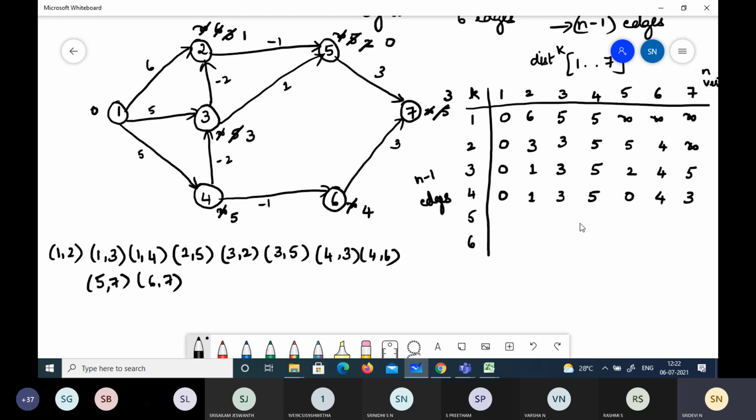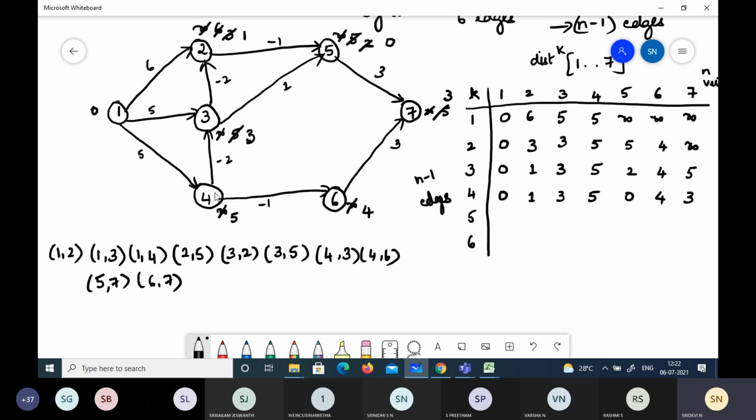If it is coming the same, then it obviously means it will be the same for the remaining edges also. Okay, again we'll try 1 to 2, 0 plus 6, 6, 1 is smaller, 0 plus 5, 3 is smaller. And 0 plus 5, 5 is only smaller.